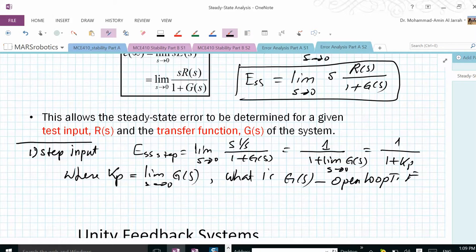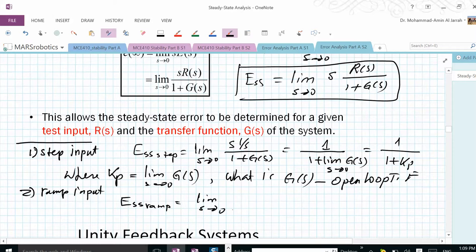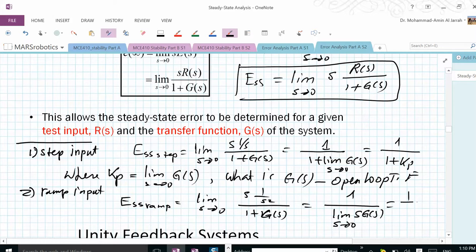Let me tell you, what if we have a ramp input? Now you need to tell me. If I have a ramp input, ESS ramp equals the limit as s goes to 0 of s times 1 over s squared over 1 plus G of s, and this is equal to 1 over the limit as s goes to 0 of s G of s, isn't it? Because of the 1 over s here, s as s goes to 0 is 0. But we do not know what the limit of s G of s is, and we write it as 1 over Kv.